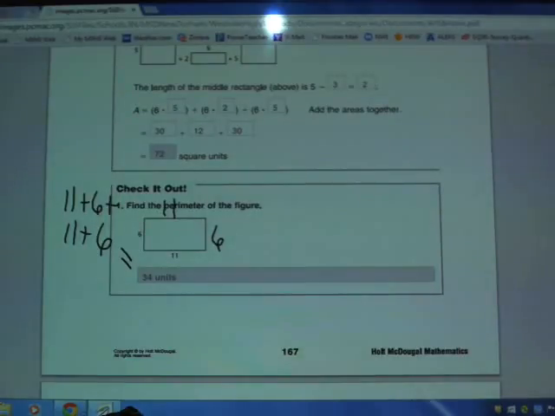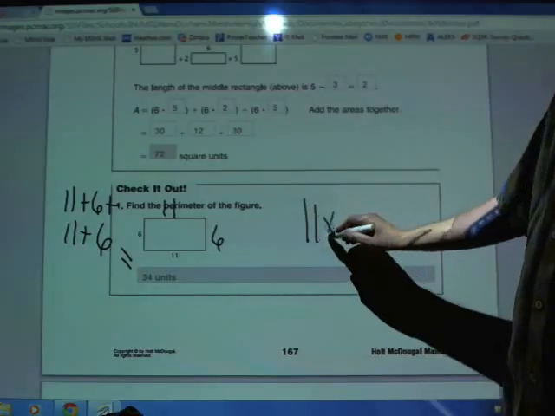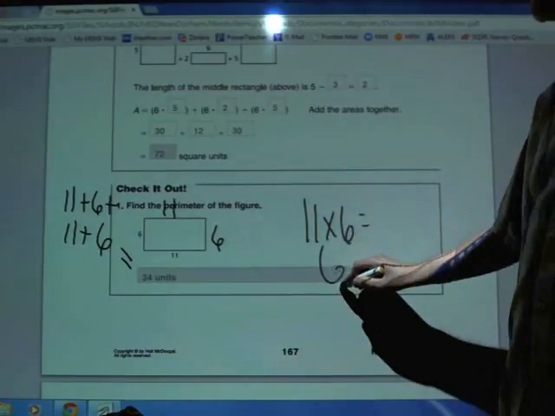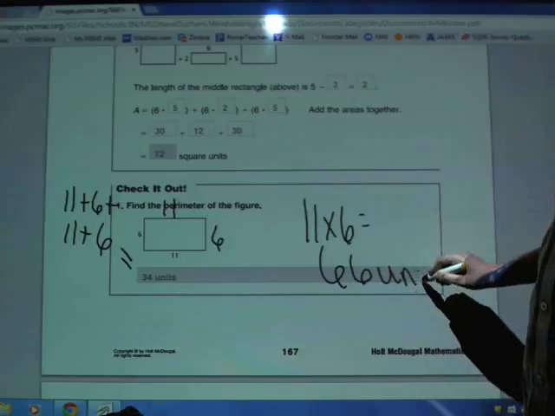Let's say I asked you to find the area. What would you do? Well, remember, area of a rectangle is base times height, length times width. So the area would be 11 times 6, or 66 units squared.